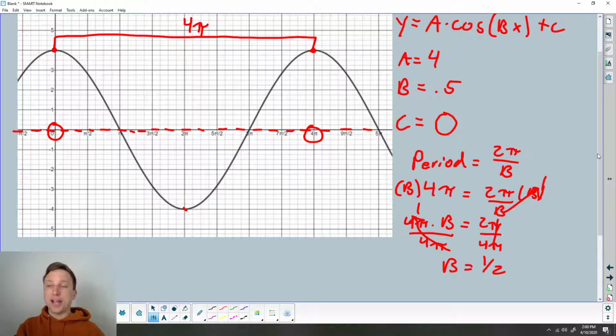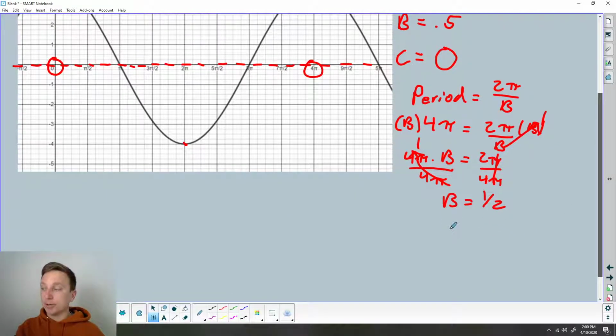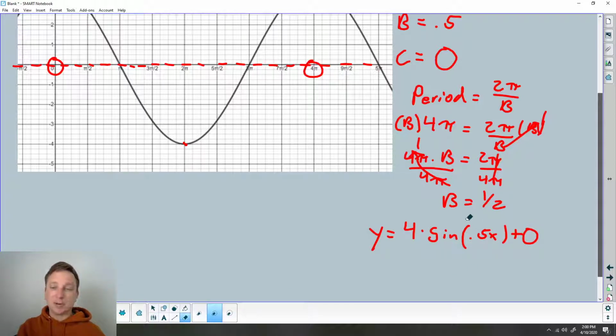And there we have it, a, b, and c. So in the end, we can write this equation. We have y is equal to our a value, which is 4. That's our vertical stretch, times sine of b. Well, b is 0.5 x plus c, which is 0 there. So we typically won't write that. We're lazy. Mathematicians are lazy and don't write plus 0. So this function in the end is y is equal to 4 times sine of 1/2, or 0.5x.